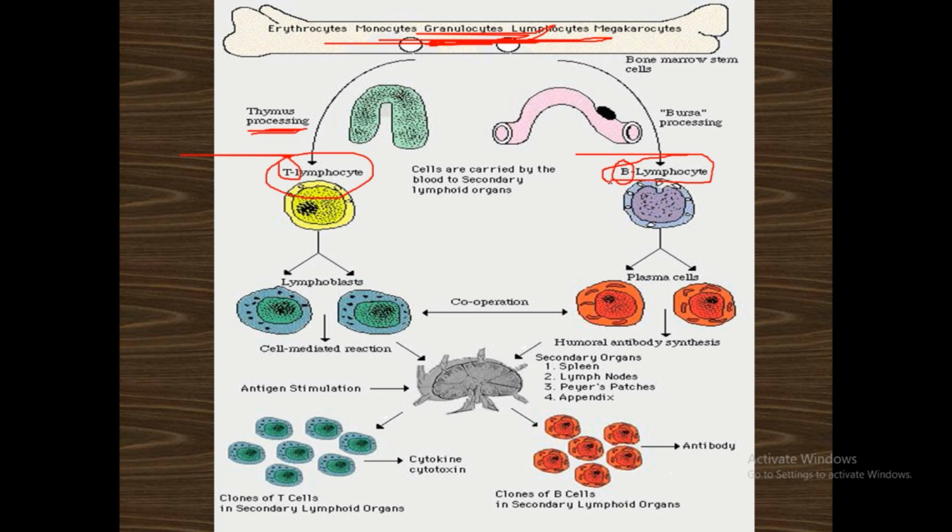So these are the functional divisions of the lymphocyte. These are the T lymphocytes and these are the B lymphocytes. T lymphocytes work for cell mediated immunity, whereas B lymphocytes work for humoral immunity. B lymphocytes give rise to plasma cells, and these plasma cells release different types of immunoglobulins or antibodies.